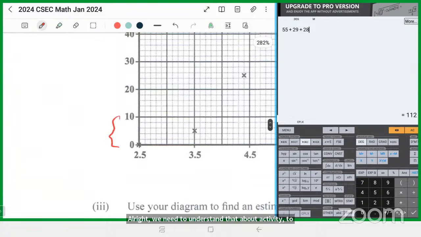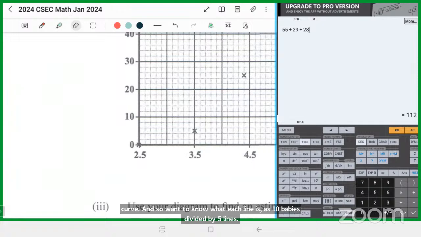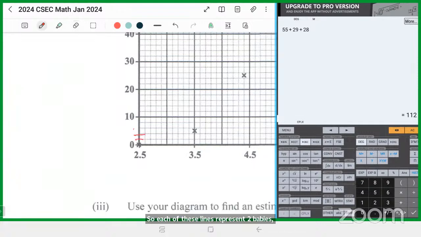So it's 10 babies divided by 5 lines. So each of these lines represents 2 babies, right? Let's make sure: 2, 4, 6, 8, 10. You have to always establish that before you start to read a graph.